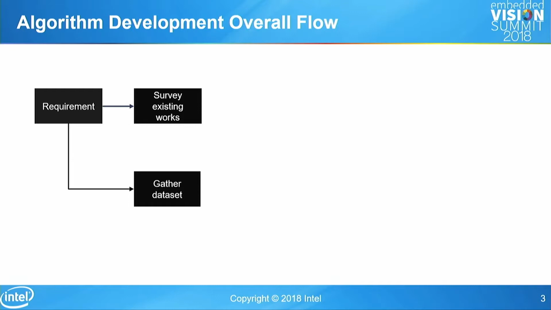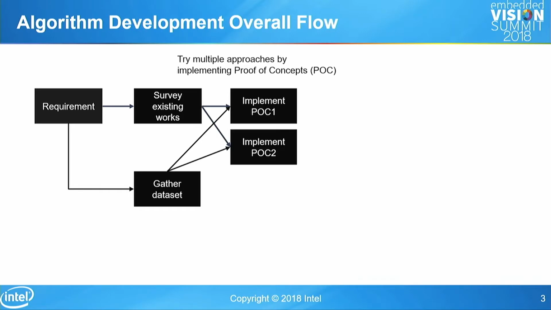we will survey existing works to understand what's the state of the art and to see what other people have done to solve the problem. And in parallel, we gather a dataset, because dataset gathering takes a long time. And after gathering the dataset, we can start developing algorithms. So among some approaches that we surveyed, we select some of them and implement some proofs of concept to understand how they actually work.